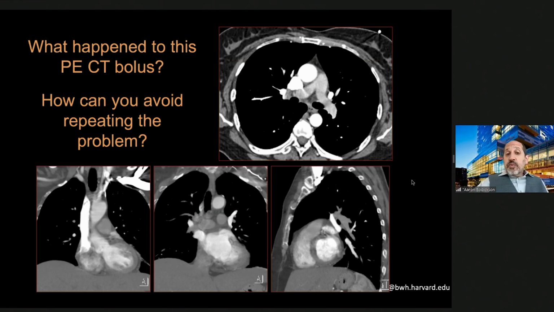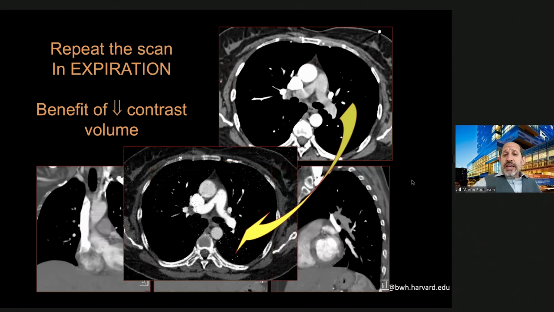So how do we solve this? When this occurs, we repeat the scan exactly as we did before, but we now do the scan in expiration. Because with expiration, the diaphragm is up, we have higher pressure here. It's impossible to Valsalva when your breath is out, and that changes those contrast dynamics, and we get a beautiful scan. Since we're only giving 50 ml of contrast, we really don't feel bad about repeating that. And since our radiation doses are low, we also feel okay, when needed, about doing what's appropriate to get the clinical question answered.